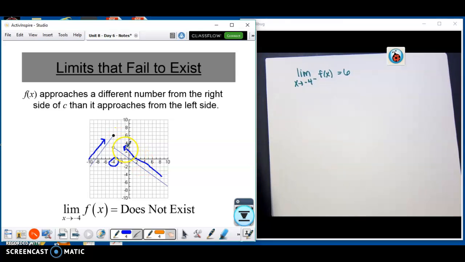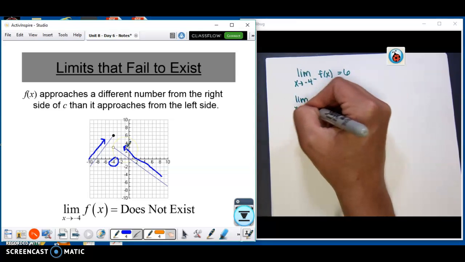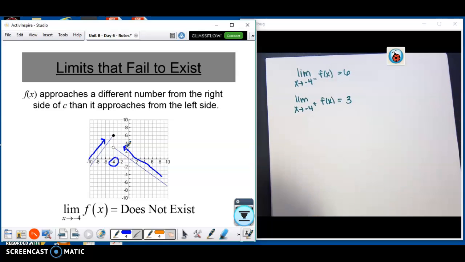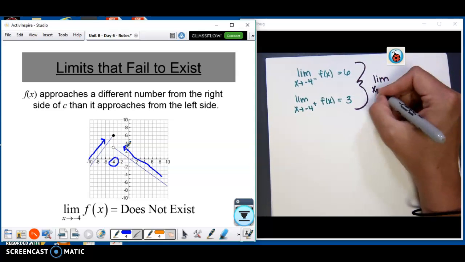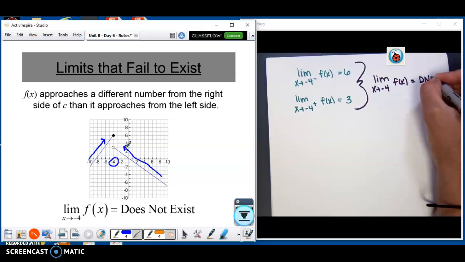And then if you come in from the right side, that would be the limit as x approaches -4 from the right. That will give you 3. So because those answers are different, then we would say the limit as x approaches -4 of f of x doesn't exist.